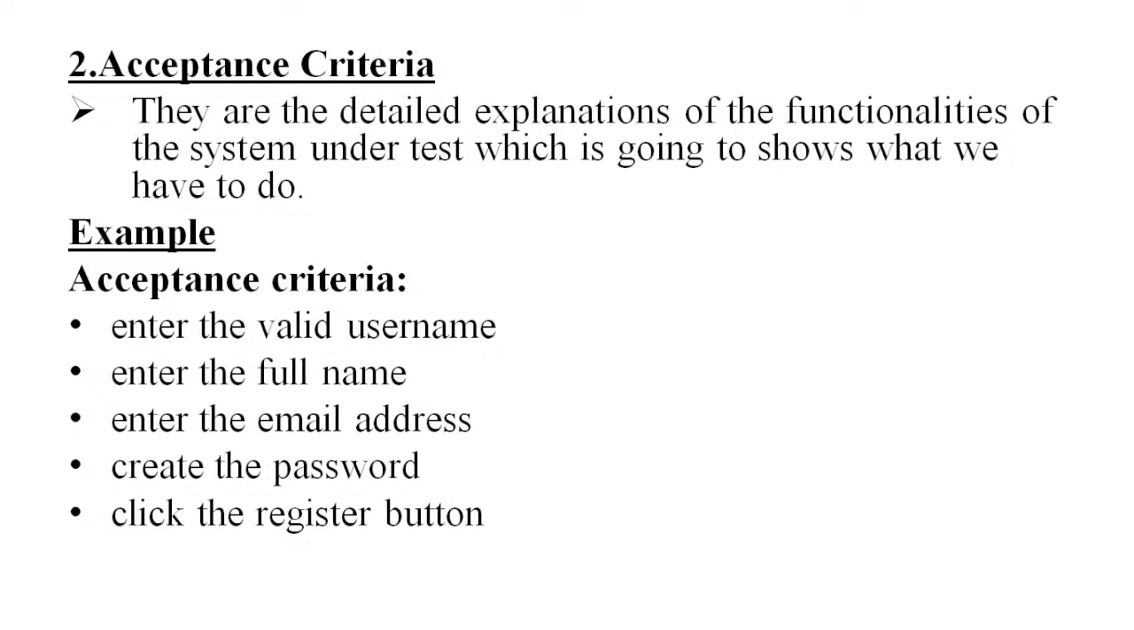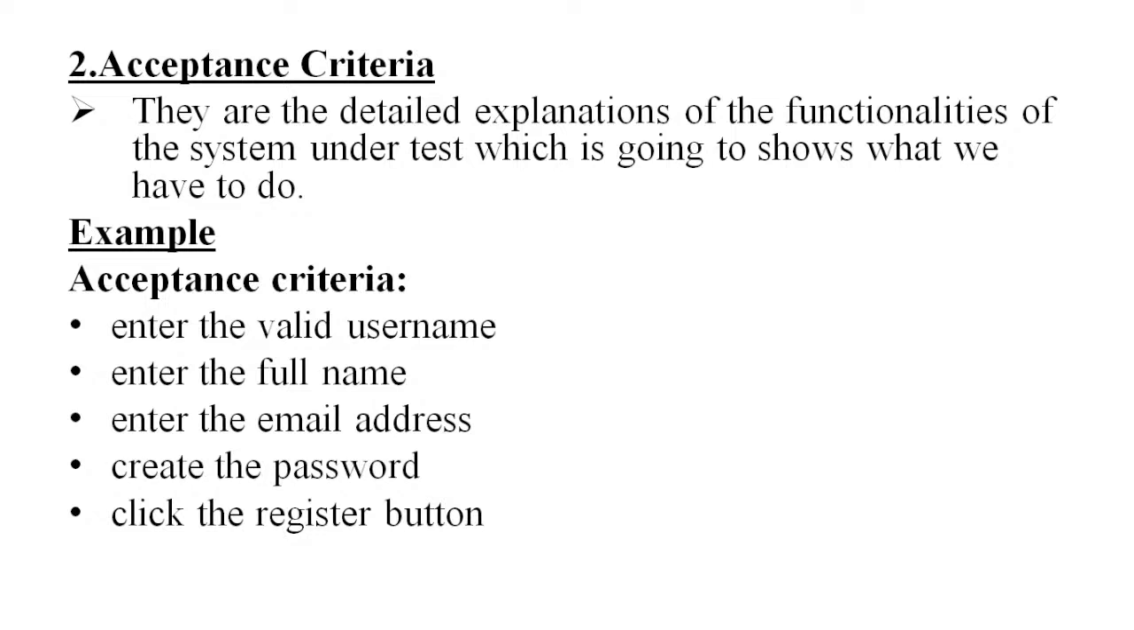So what is the difference between the user story and acceptance criteria? The user story is a short explanation of the functionalities of the system. Acceptance criteria is nothing but the detailed explanation of the functionalities of the system under test. A short explanation comes under the category of user story. Explaining the user story in detail comes under the category of acceptance criteria.